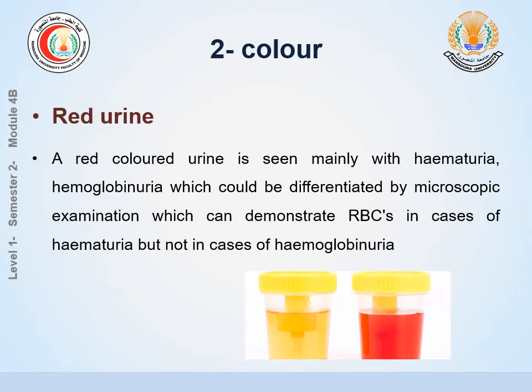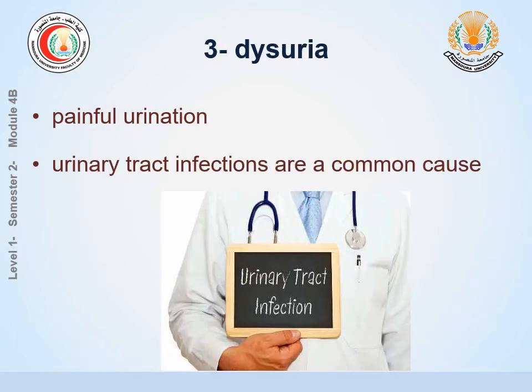For the color, the normal yellow color of the urine is sometimes replaced by a red color of the urine. Red coloration of the urine may be due to excretion of hemoglobin. This is known as hemoglobinuria, or the presence of RBCs in urine. This is known as hematuria. Dysuria means painful micturition, and it is a sign of urinary tract infection.